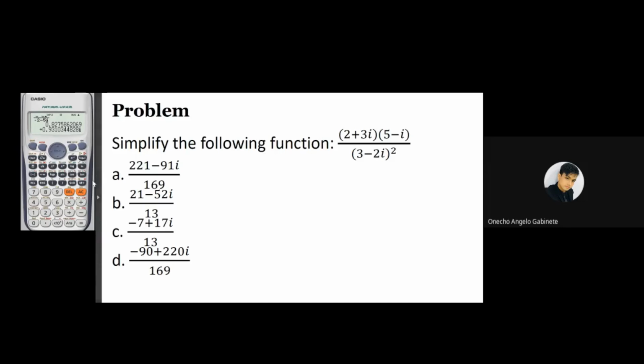Next, simplify the following function. Please input in the CalQ: 2 plus 3i times 5 minus i, and then 3 minus 2i squared. So the answer is negative 7 plus 17i all over 13. Letter C.